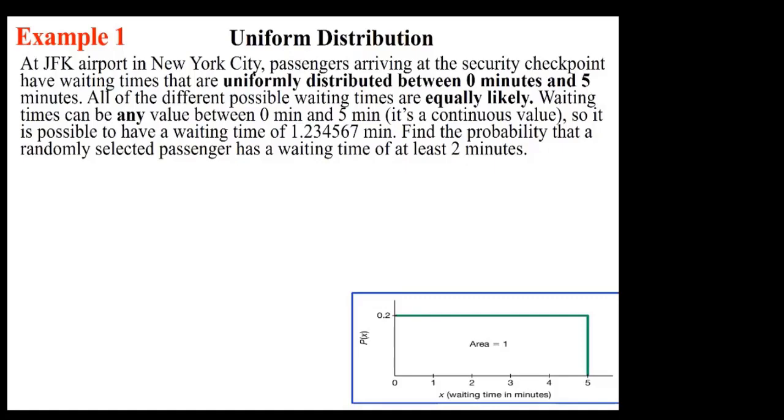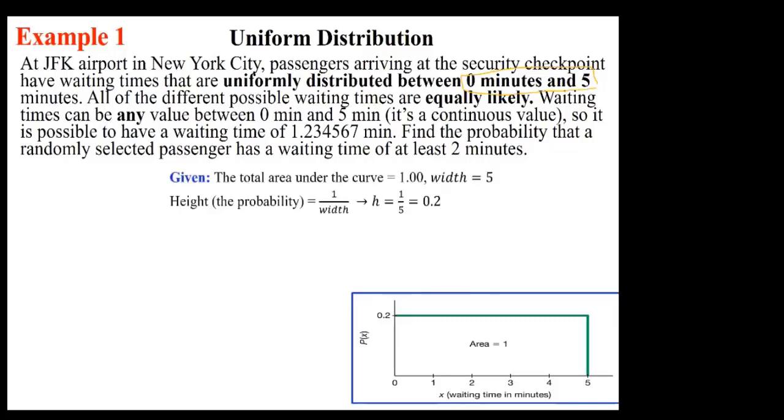When we look at this case, we can, by the way, do the drawing on our own. You basically have a horizontal axis. X represents the waiting time in minutes, and you have the vertical axis P of X. It's important to know that because it's going to go from 0 to 5, if the total area under the curve is 1, we can find the height, which represents the probability. So the very first thing we need to understand, the area is 1, and the width from 0 to 5 is 5.